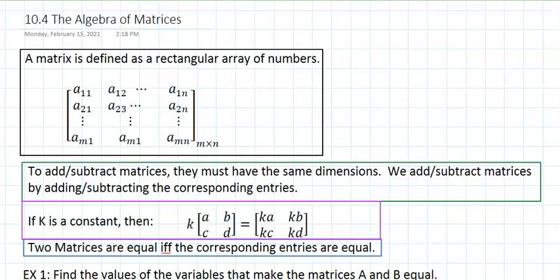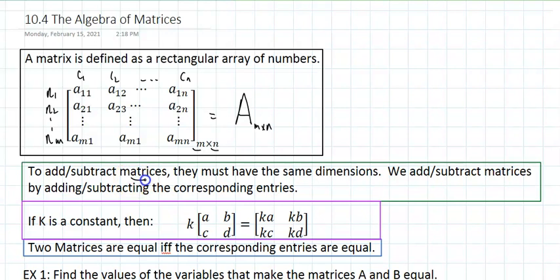10.4 talks about the algebra of matrices. So again, remember a matrix is defined by a rectangular array of numbers. We normally use capital letters for matrices, and we give the dimensions. Remember, this is column 1, column 2, all the way to column n. This is row 1, row 2, all the way to row m. So always the number of rows first, number of columns second.